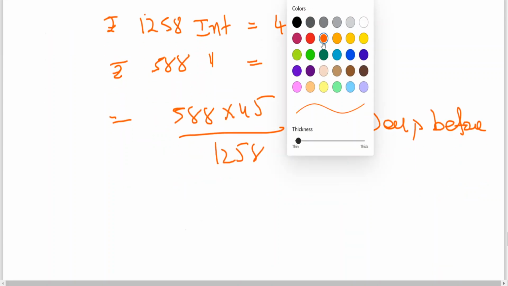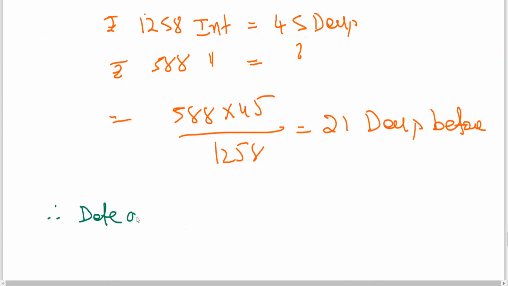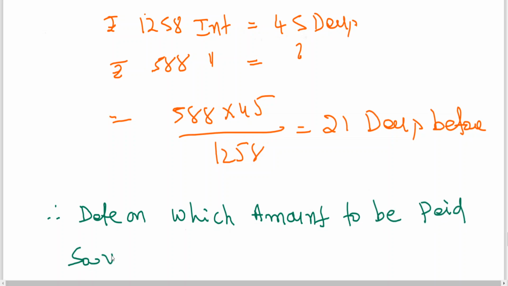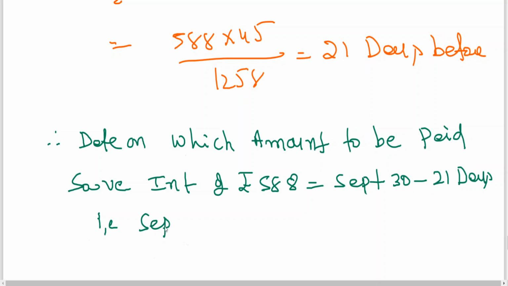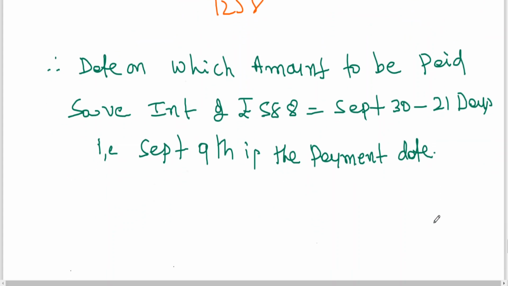Therefore, the conclusion is that the date on which the amount is to be paid to save interest is equal to September 30 minus 21 days, which is September 9th. September 9th is the payment date.